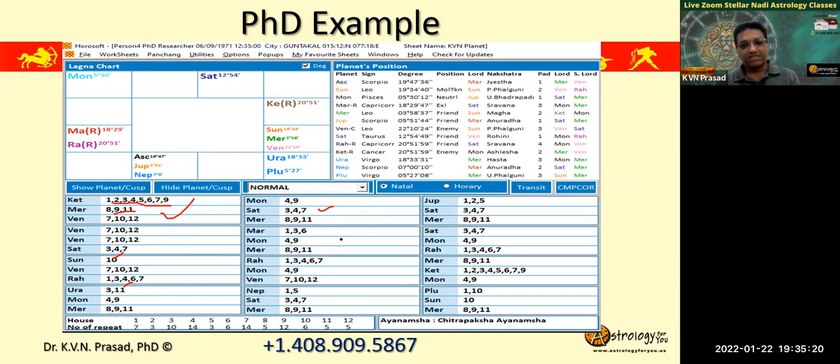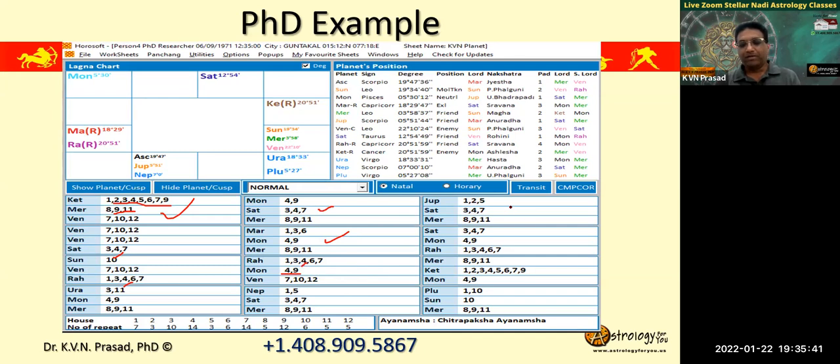Mars? 4, 9, 11. This is also good. And Rahu? Only 4, 9. It's not that great. You can say 50%, because there is another 4 here.